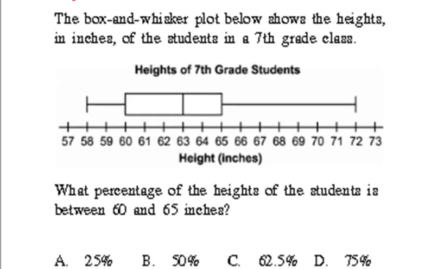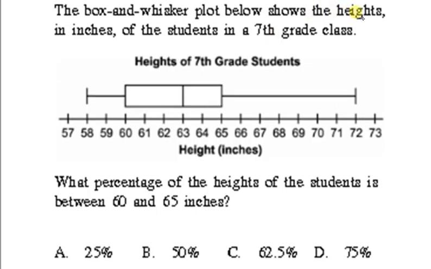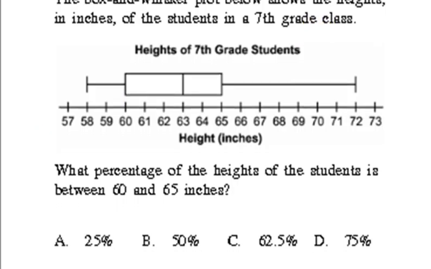All right, example number 5. The box and whisker plot below shows the heights in inches of the students in a 7th grade class. Okay, so here's the follow-up question to what I just showed you. What percentage of the heights of students is between 60 and 65 inches? Well, here's 60, here's 65.